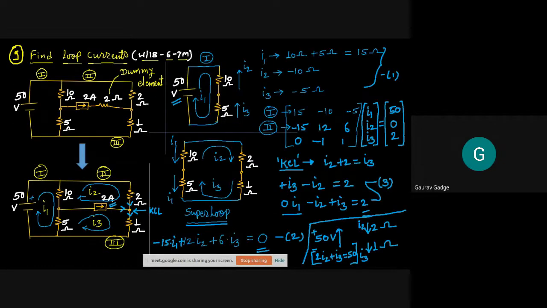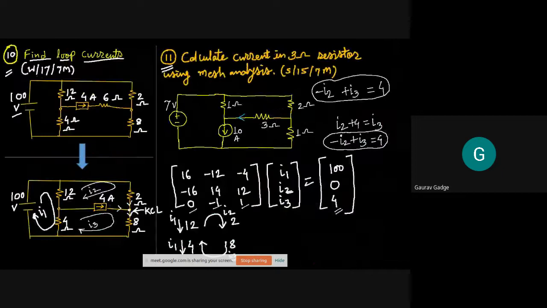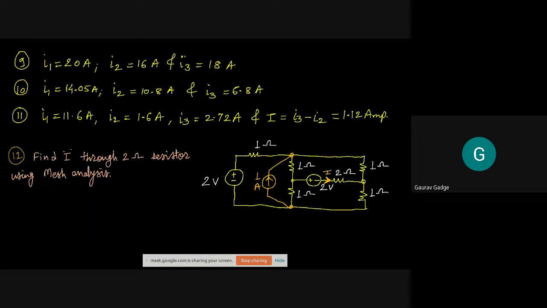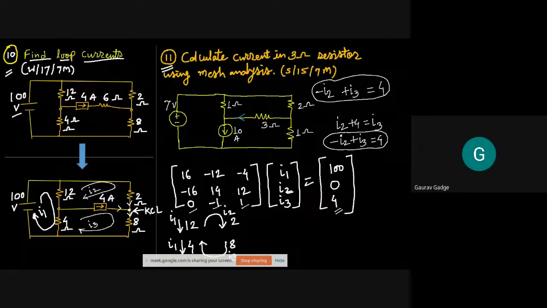Numerical number 9, yeah, this one. Then this is your numerical number 10. Numerical number 11, right hand side wala numerical number 11. So these numericals you have to solve, and the answers of 9, 10, 11 are given, and this is your numerical number 12. Sir, 11 discuss करना था. हाँ, numerical number 11.